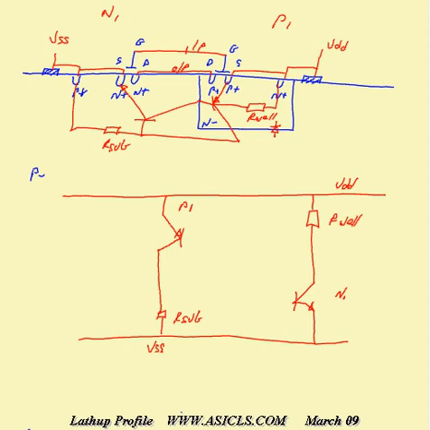The base of P1 connects to the collector of N1, and the base of N1 connects to the collector of P1. Now let's look at how latch-up occurs when we get a surge on VDD.